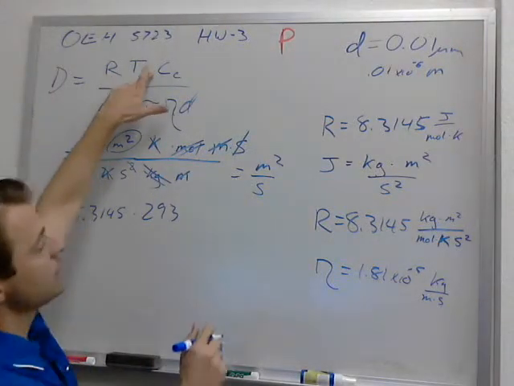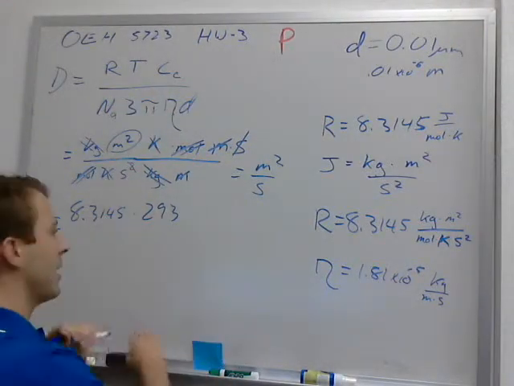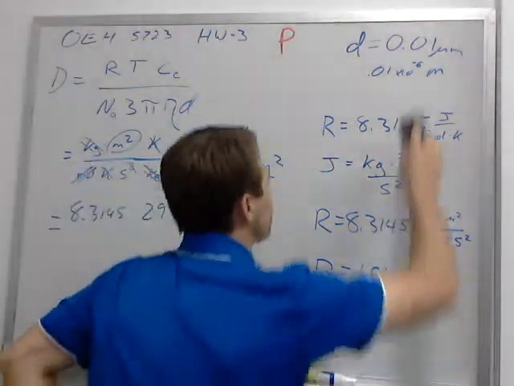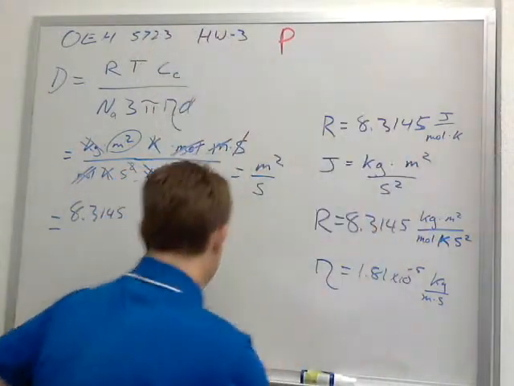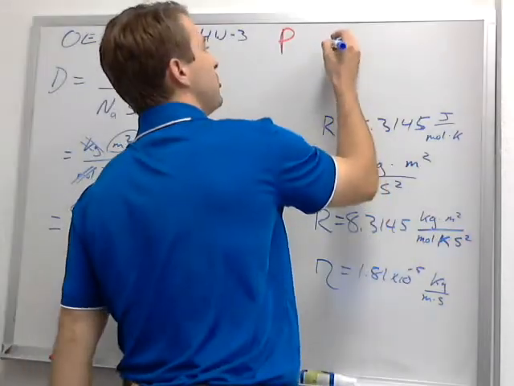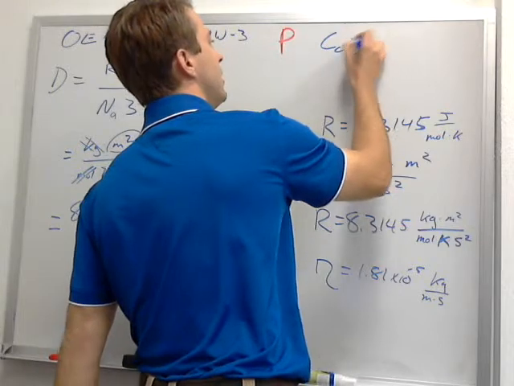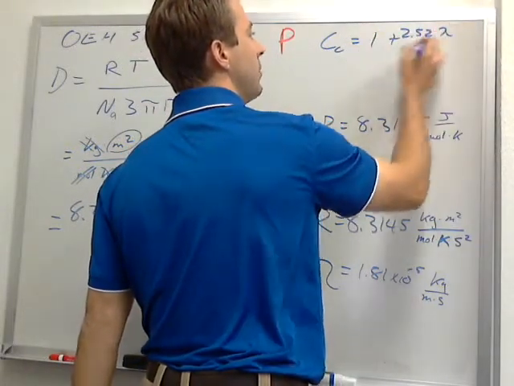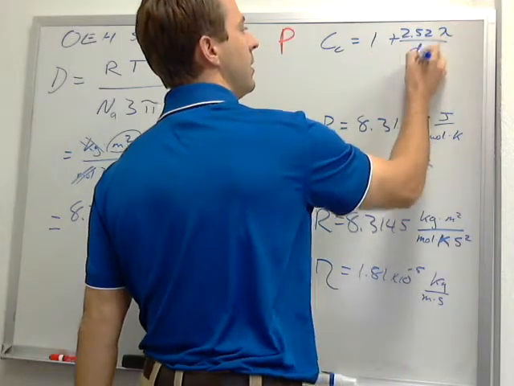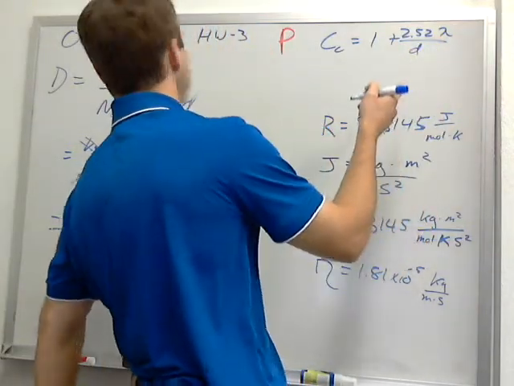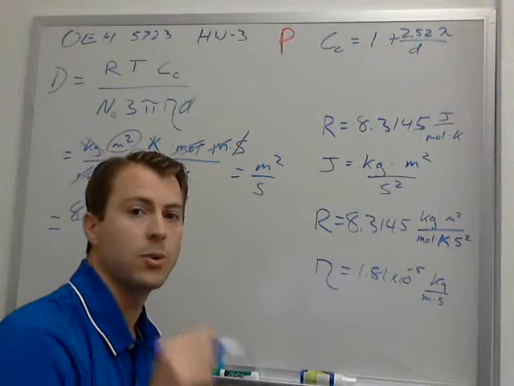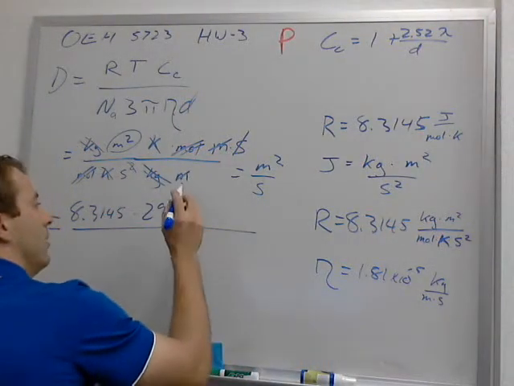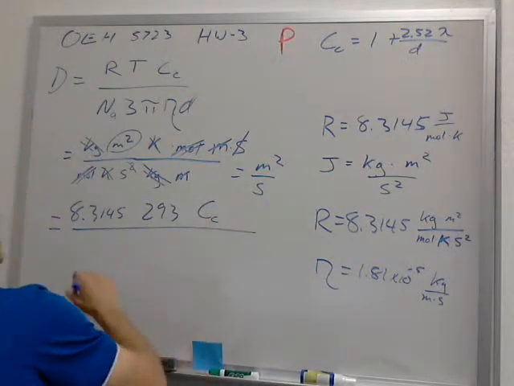Our Cunningham correction factor. Oh, nuts. That old Cunningham correction factor. We've got to calculate that. So if we remember, the Cunningham correction factor is 1 plus 2.52 lambda divided by the diameter. Okay, so I just erased that, our diameter that we're calculating for is 0.01 micrometers.